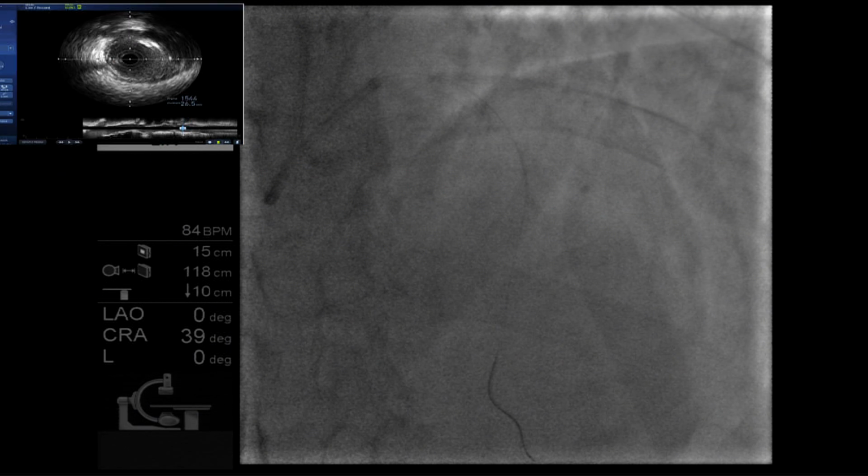The question was, what was better, IVUS or OCT? Give me a balloon, 3.0 NC balloon, 3 by 15. So which one's better? You tell me. We're still debating here? No, I'm asking your opinion.